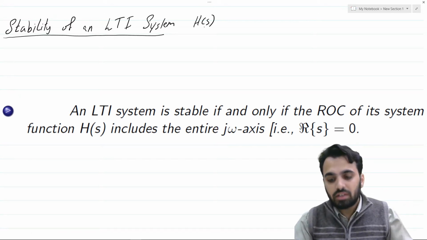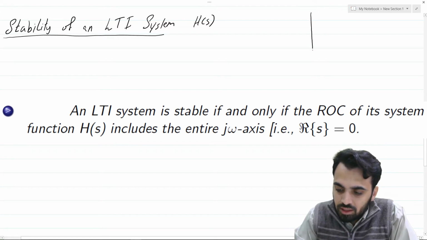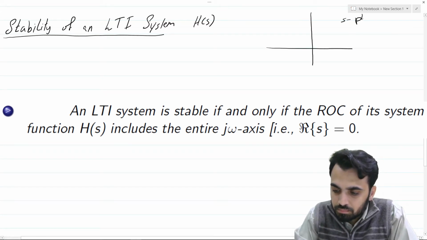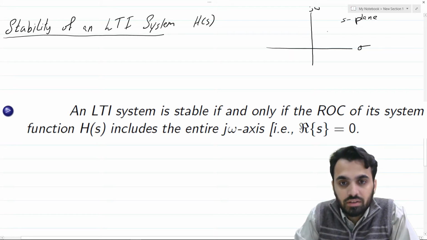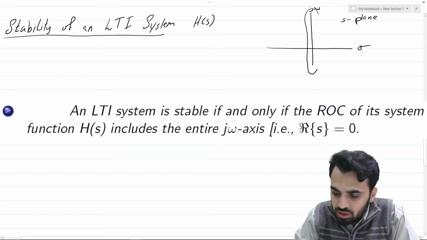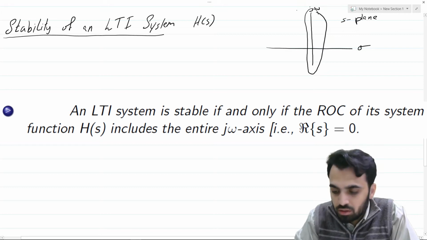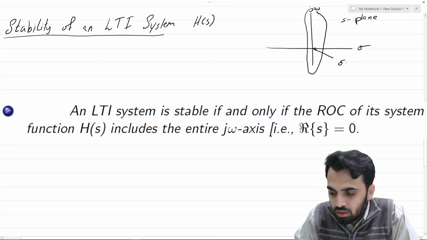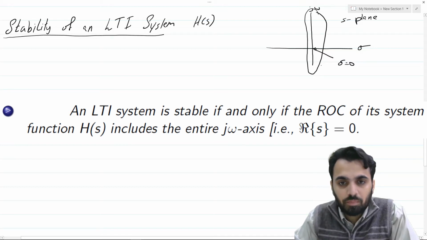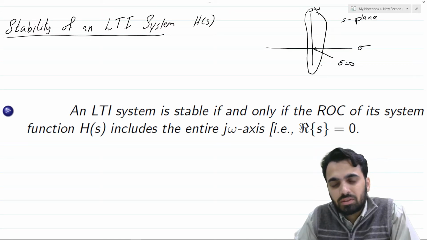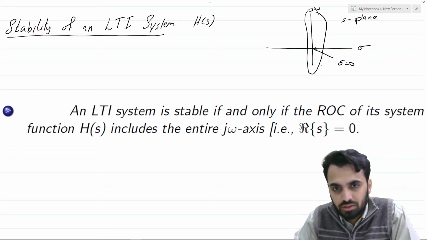So what this means is that we can have an S-plane, and this definition states that the j omega axis should be covered when sigma is equal to 0. If this is the case, then the system is stable. Otherwise it is unstable. So let us understand this with the help of 3 different cases of the region of convergence.